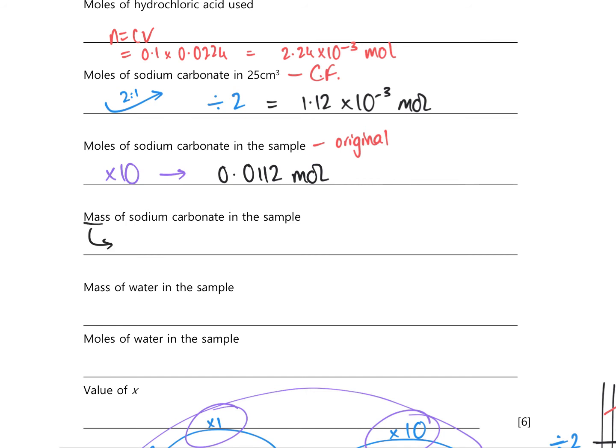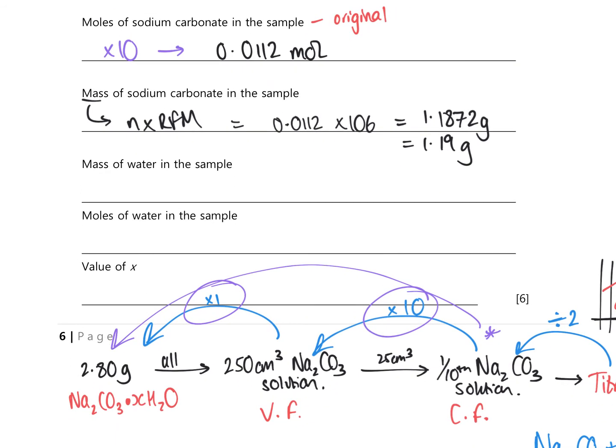Mass is n times RFM, which is 0.0112 times by 106. You'll know that RFM off by heart by this stage. And that comes out as 1.1872 grams. But because our original mass is given to us to 2 decimal places, that should be the mass of your sodium carbonate as well.